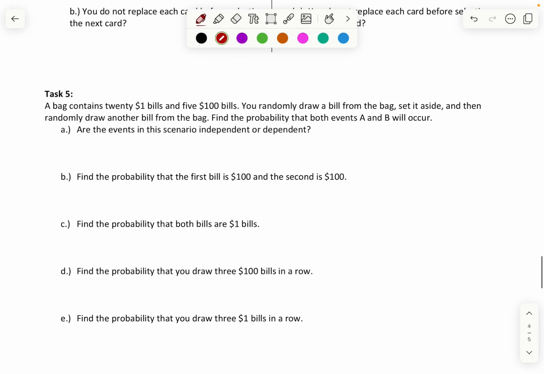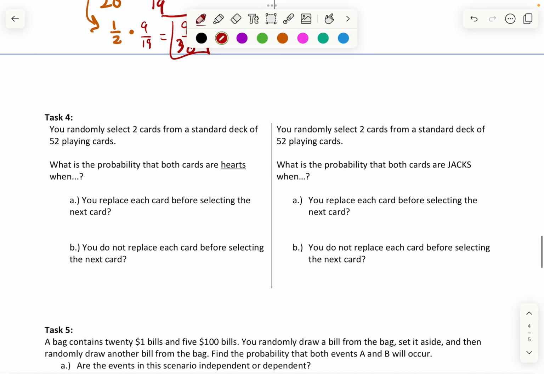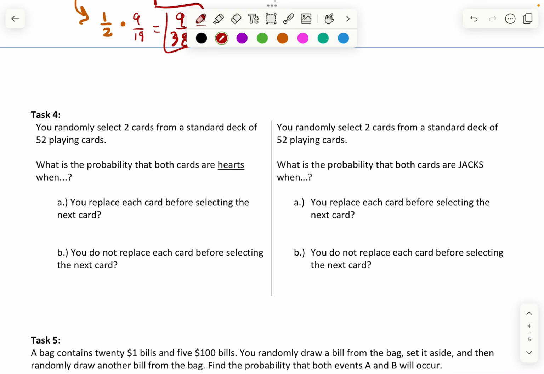All right, we only got 2 more. I'll do the left one, maybe you do the right one. You randomly select 2 cards from a standard 52-card playing deck. What's the probability that both cards are hearts? Hearts is the suit. There's 13 total hearts in the deck, which is also 52 divided by 4, because a fourth of the cards are hearts. You replace the card before selecting the next one.